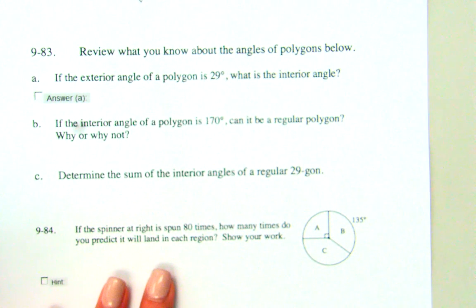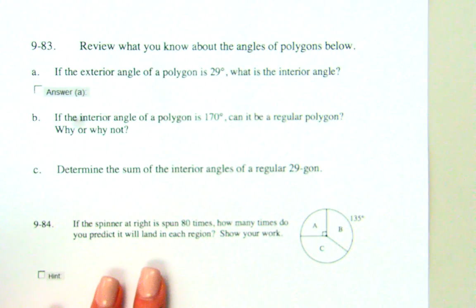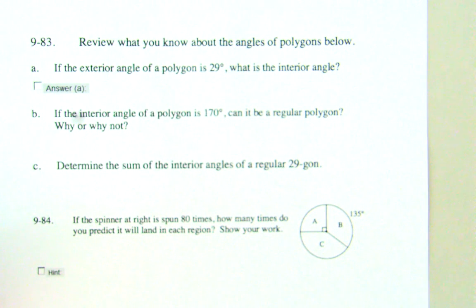It's a good thing you're reviewing it because you're going to see it on a group test. So that's good. If the exterior angle of a polygon is 29 degrees, what's the interior angle?